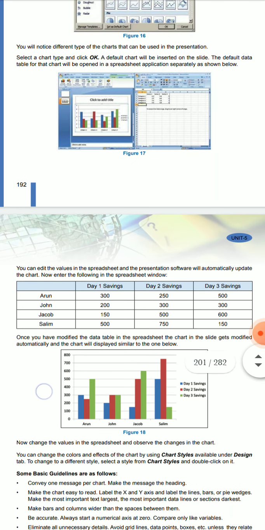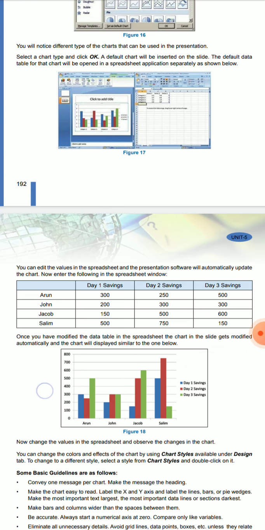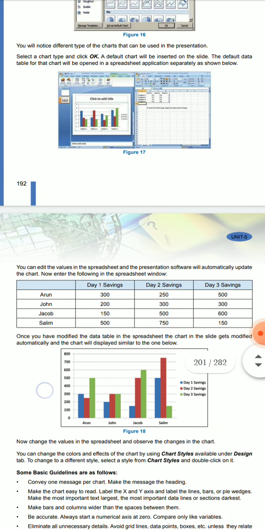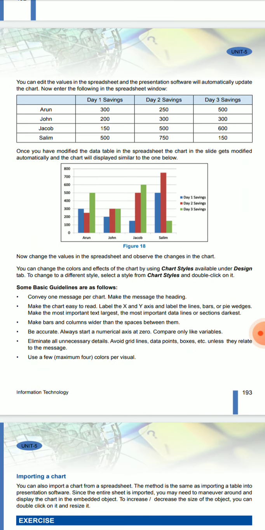So you can select from the different options available for the charts. You can select the most suitable option, and then you can select that chart and it can be inserted. And once you select that chart, you can also look into it in the spreadsheet. You can open a different linked spreadsheet where the entire data will be represented in the form of a table. So you can edit the values in the spreadsheet, and the presentation software will automatically update the chart.